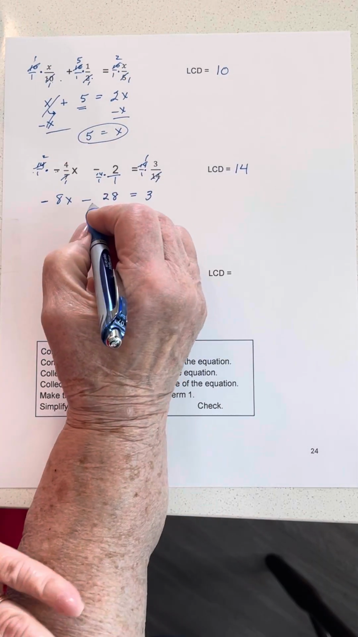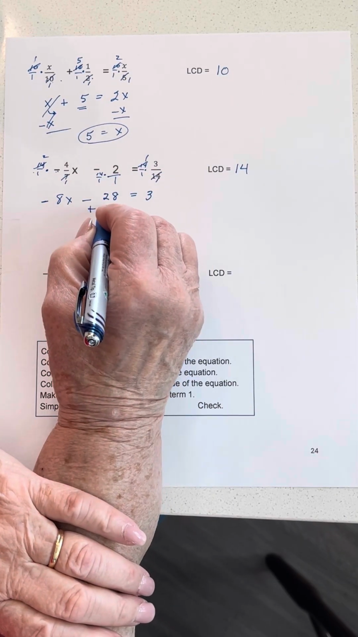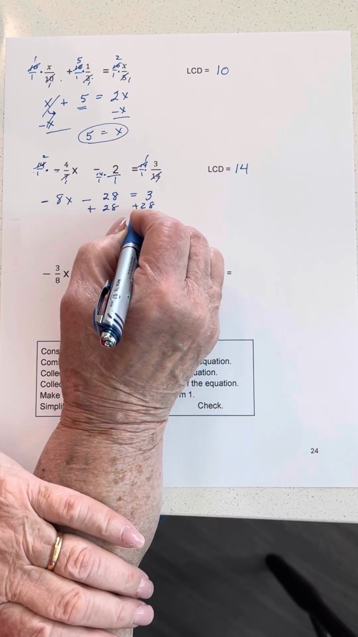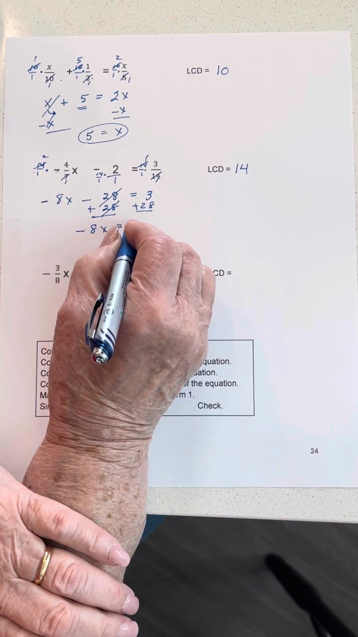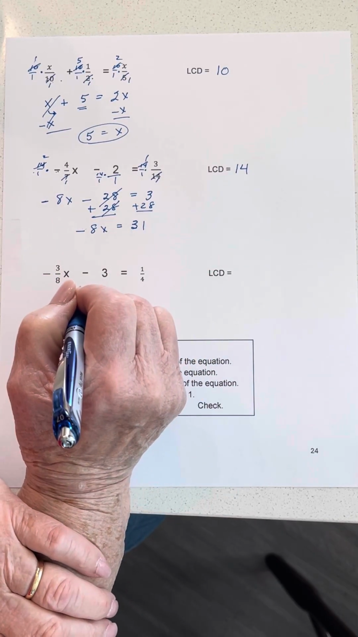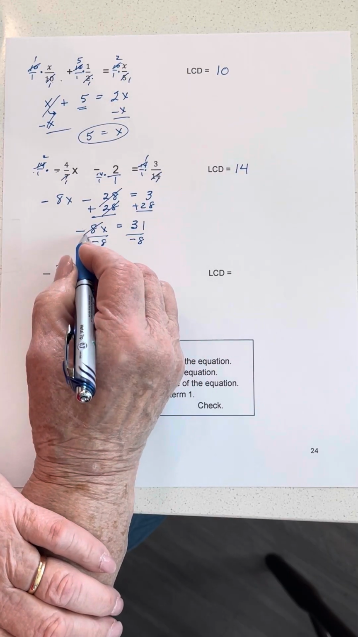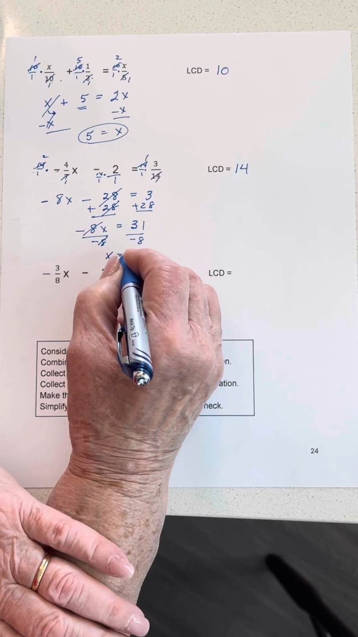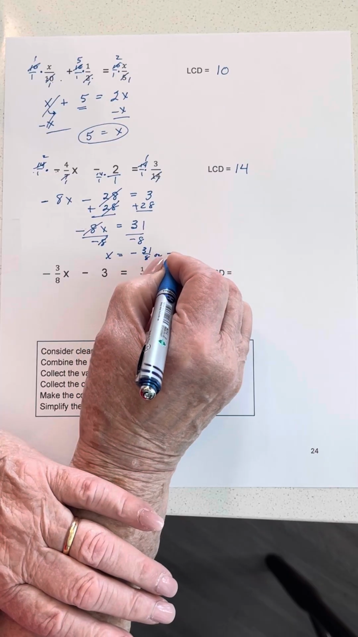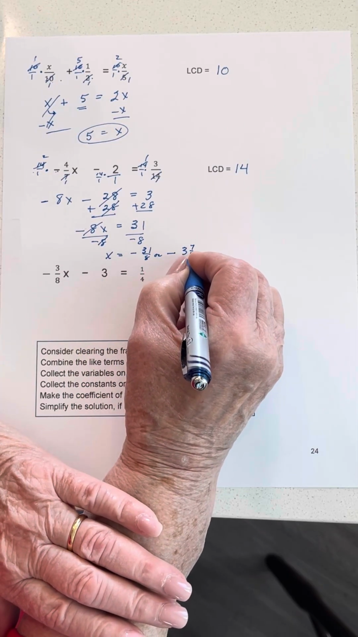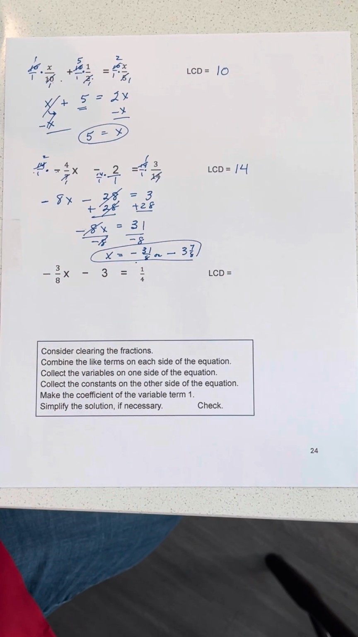Okay, we're going to get rid of this first. We've got to get these over there, so we'll add 28 to both sides. Those are 0. So we're left with negative 8x is equal to 31. And now we'll divide both sides by negative 8. So x is equal to negative 31 over 8 or negative 3 7/8. Either one of those would work. This is the mixed number. This is the improper fraction. Okay, we have one more to do.